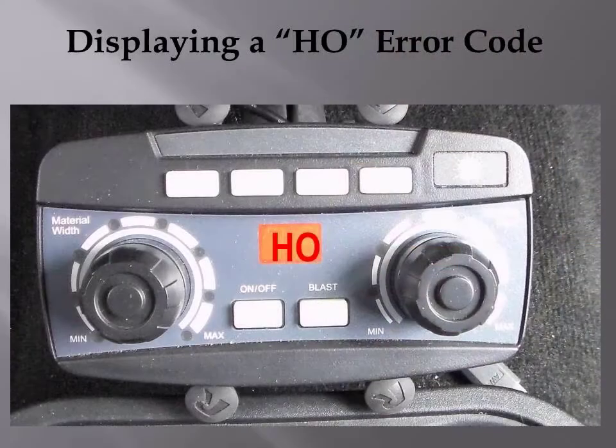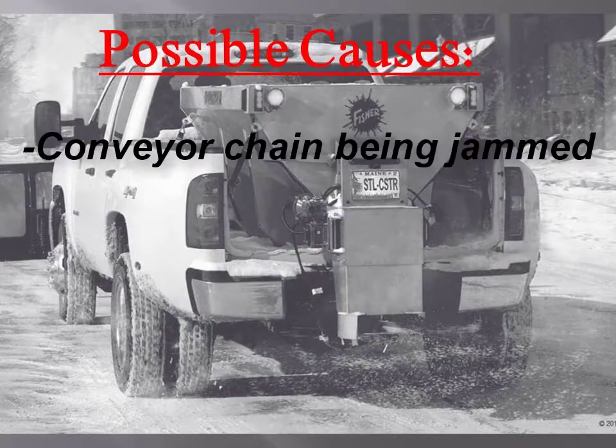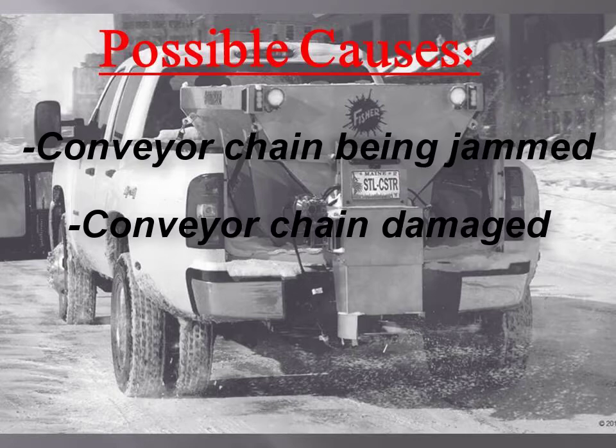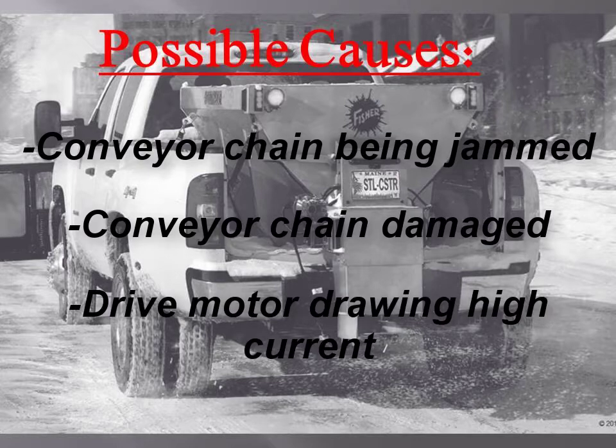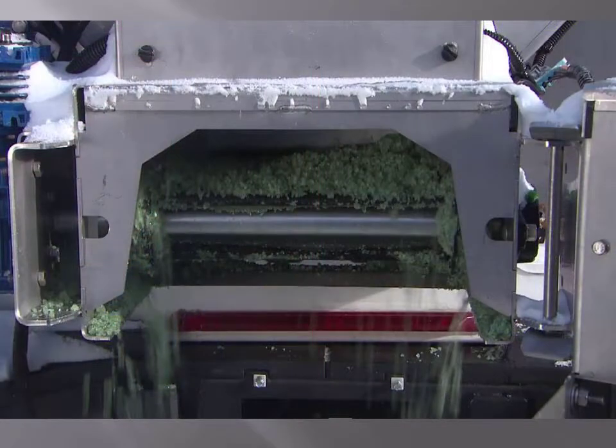An HO code indicates a hopper conveyor overload. This is typically caused by the conveyor chain being jammed, the chain being damaged, or the drive motor drawing high current. Inspect the conveyor system, clear any jammed material, or fix the chain as needed.